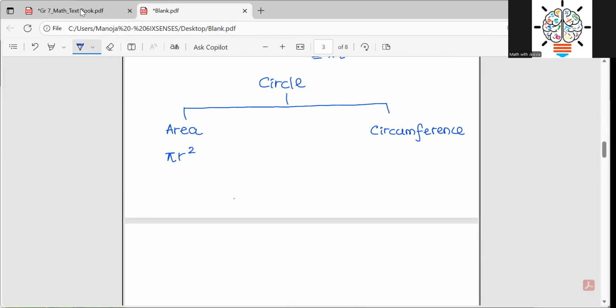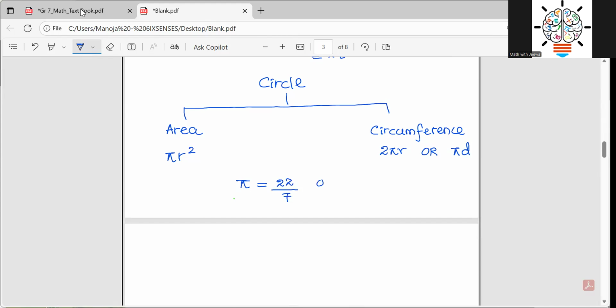Therefore, when I'm talking about the perimeter of the whole circle or the full circle, the term I'm using is the circumference. And mathematicians have found that this is 2πr or πd. r is the radius, π is the special mathematical symbol, and d is the diameter. The value of π they have identified is 22/7.